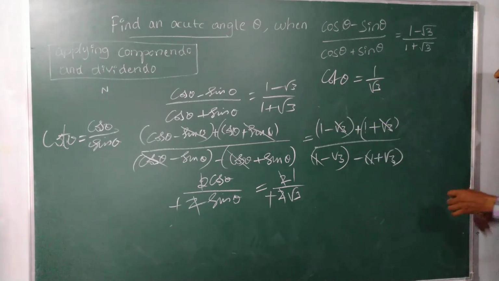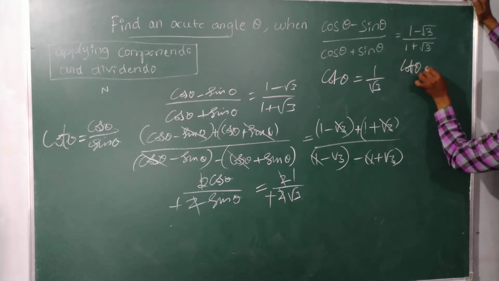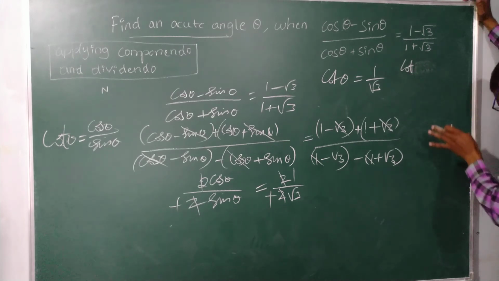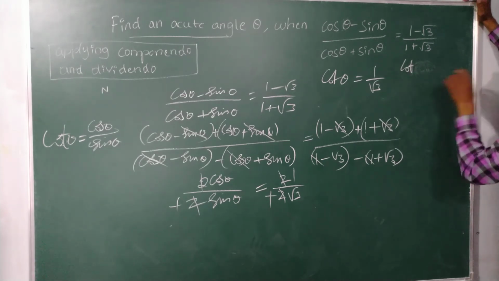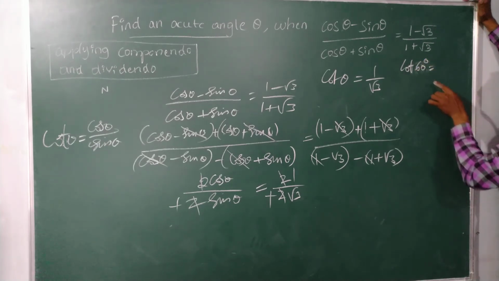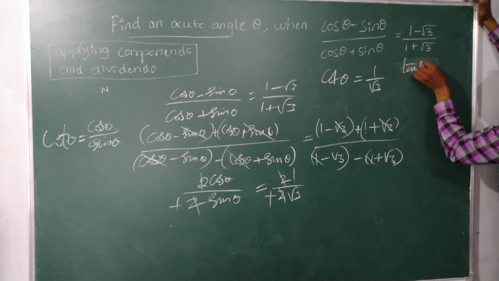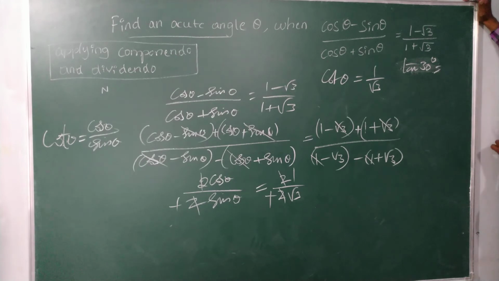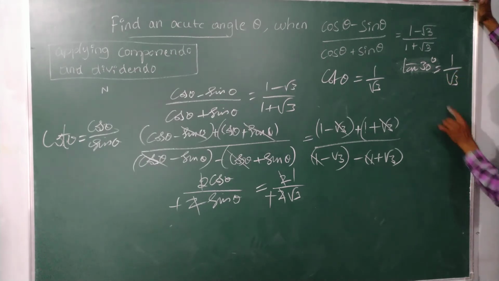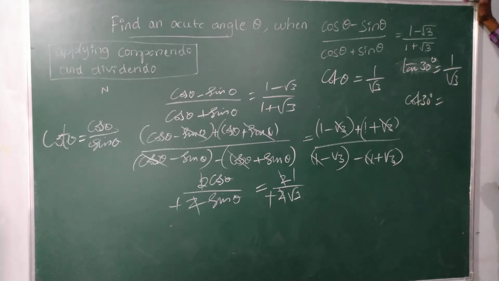I know tan 30 degrees is 1 by root 3, which is easy. Cot 30, its inverse ratio, is root 3 by 1. That's better, I think.